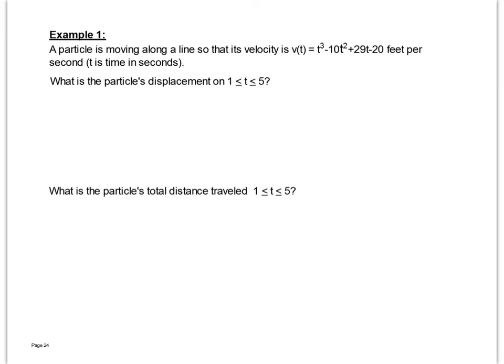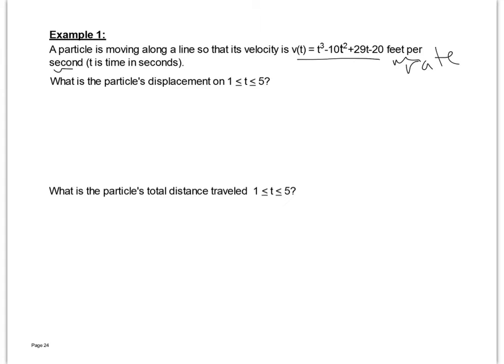So we said in this video we would talk about net change with respect to velocity functions and how that relates to acceleration, velocity, and distance traveled. If I'm looking at a problem like this, a particle's moving along a line, so its velocity is that crazy function in feet per second. So feet per second, that's an automatic rate, right? But we know velocity is the rate of change of distance over time.